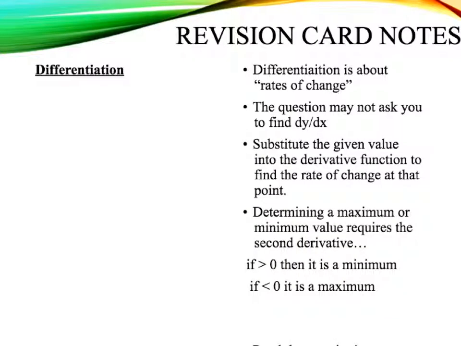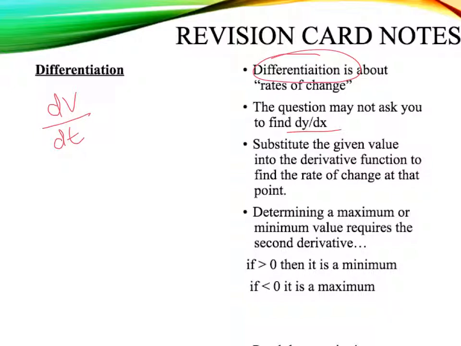Now this particular question didn't tell us anywhere it was going to be a differentiation question. The clue was all in the wording, and it talked about a rate of change, and that's what differentiation is. I apologise for the spelling mistake here. Differentiation is not spelled like that, but it is about rates of change. The question might not ask you to find dy by dx. It could be two different things. In our case, we had the change in volume as time changes, so dv by dt.